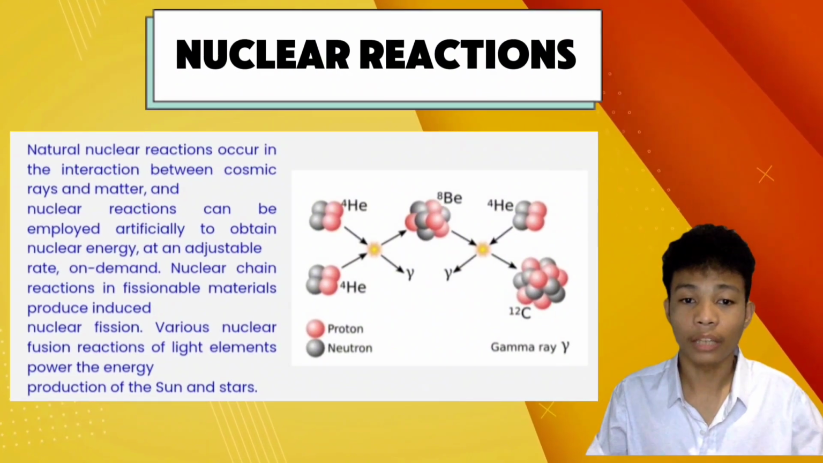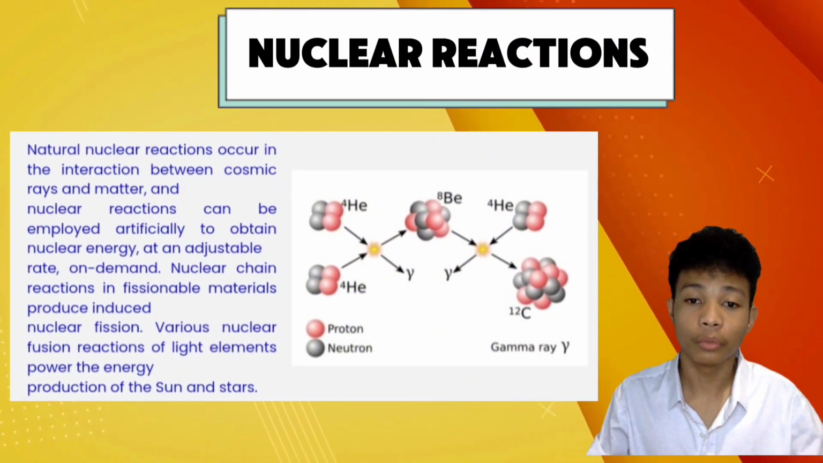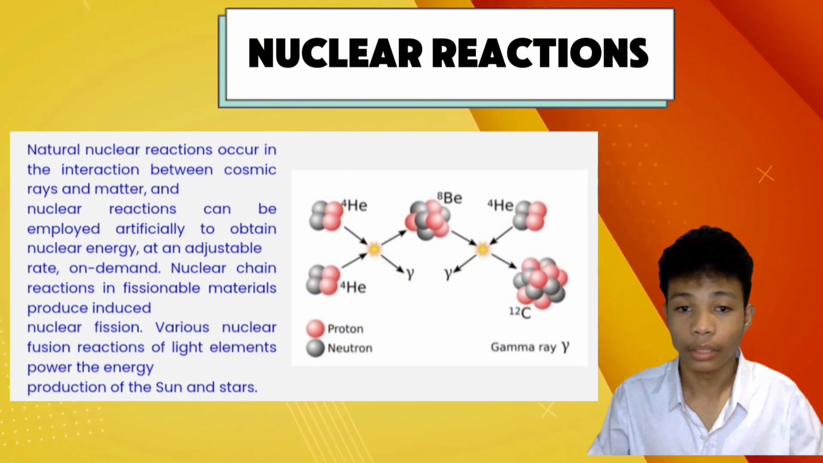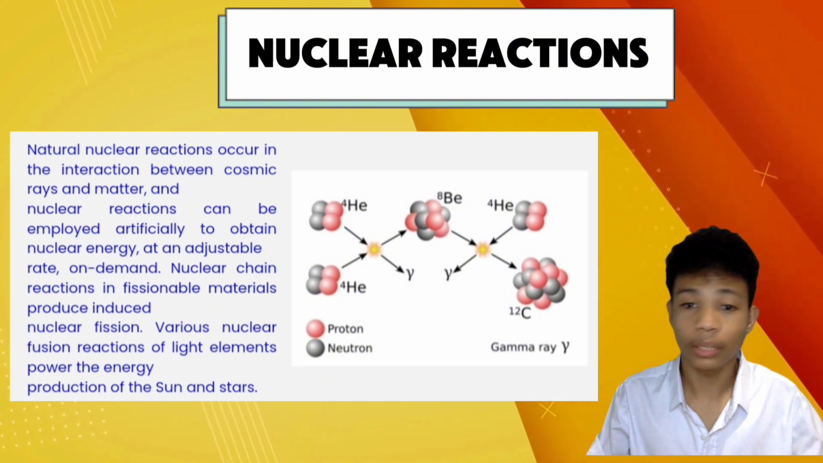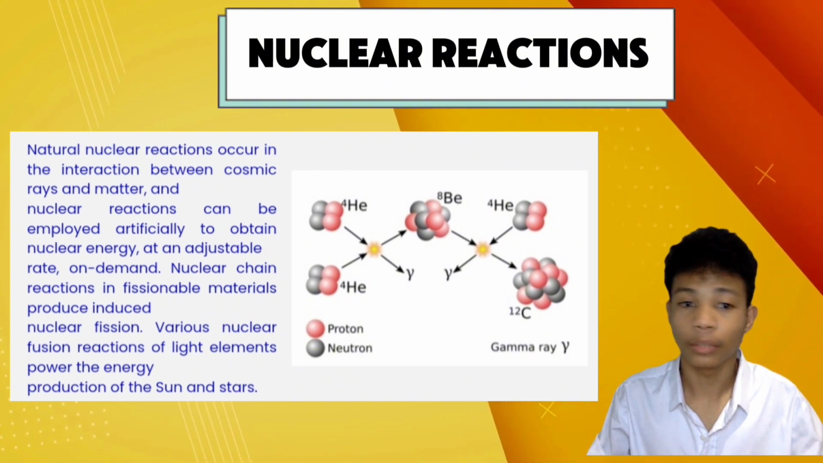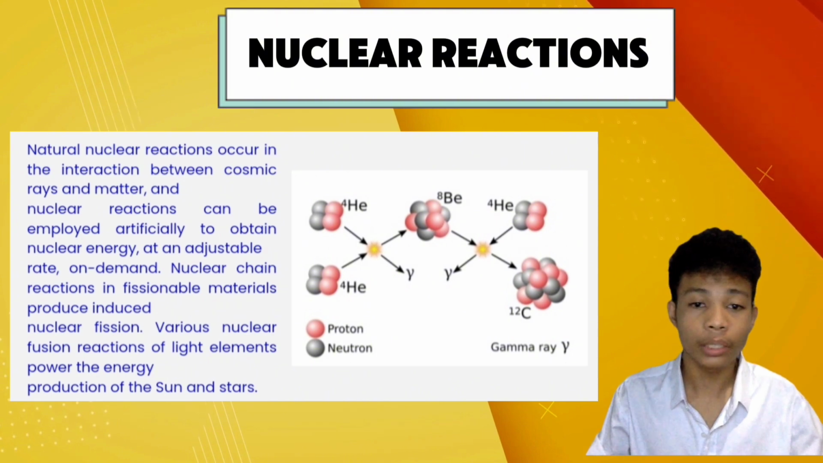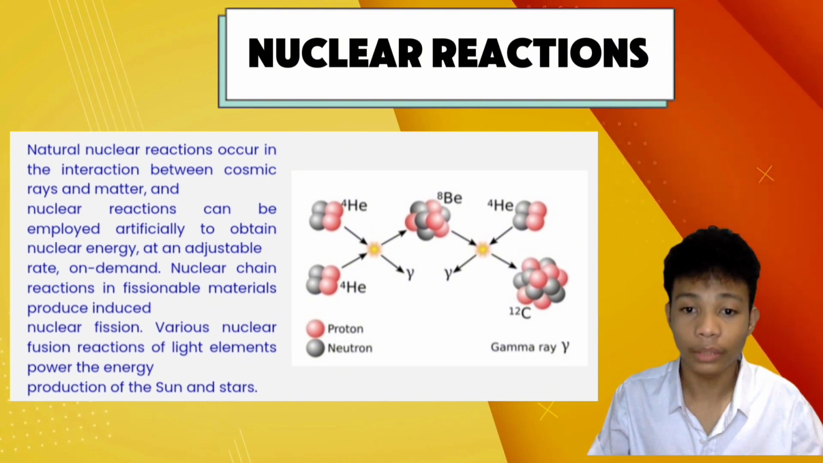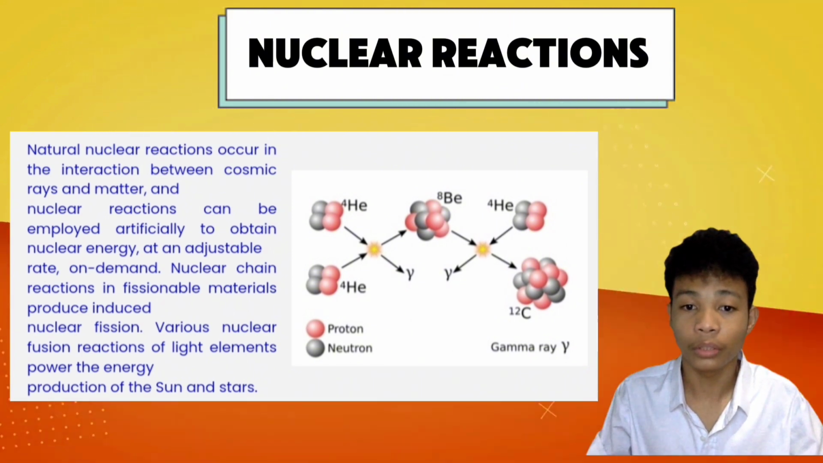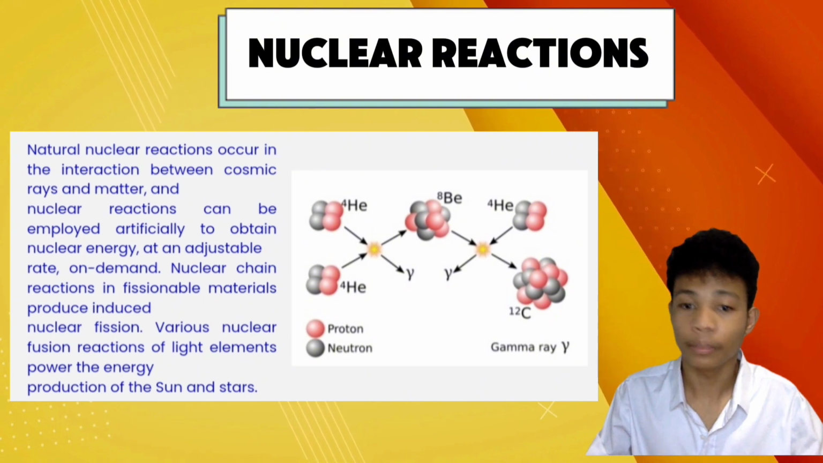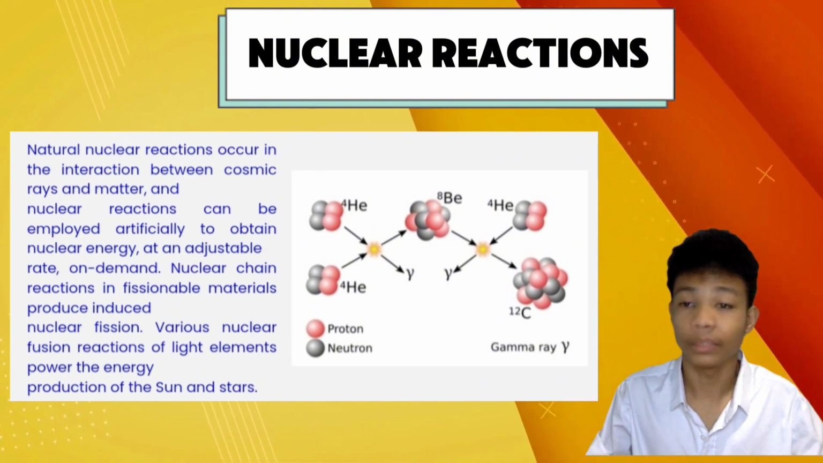Natural nuclear reactions occur in the interaction between cosmic rays and matter, and nuclear reactions can be employed artificially to obtain nuclear energy at an adjustable rate on demand. Nuclear chain reactions in fissionable materials produce induced nuclear fission, whereas nuclear fusion reactions of light elements power the energy production of the sun and stars.